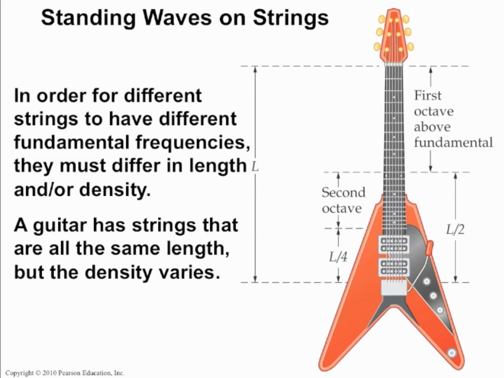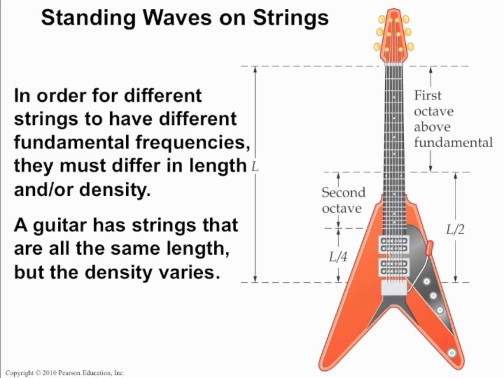Standing waves on strings, looking at a specific instrument. All right, so if we look at this guitar, and don't worry about those little notations about the octaves. We'll learn more about that in a second. But the main thing for this screen is that in order for different strings to have different fundamental frequencies, they must differ in length and or density.